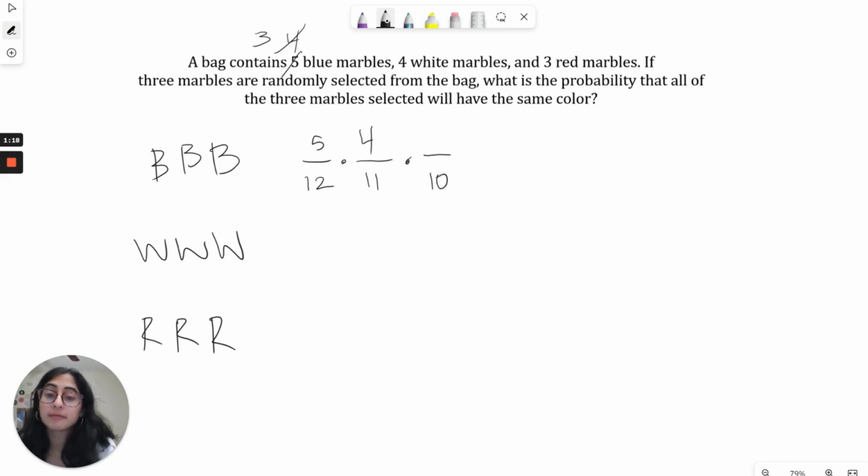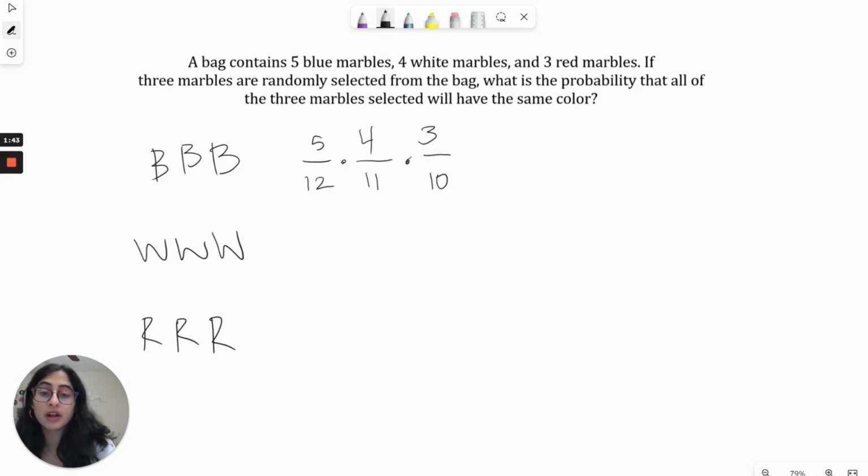So the probability of picking blue, blue, blue is going to be 5 12ths times 4 11ths times 3 10ths. And again, the reason we're multiplying this is because first we have to get that first blue marble, and then of that chance, it's a 4 11ths chance that we pick the second blue marble, and then of that chance, there's a 3 10ths chance that we pick that third marble. So we're going to apply the same concept to our other triples.